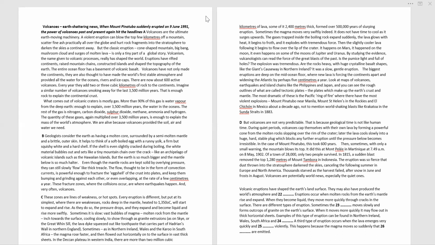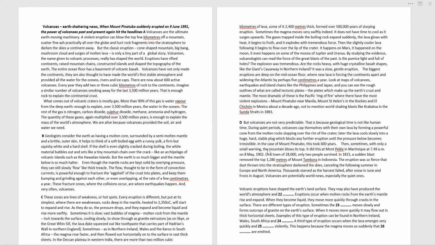I can say toothpaste. Squeezed out like toothpaste. No, no, no. Suddenly. So you see this happen because the magma moves so suddenly that gases are emitted. So the third type of eruption, that's what we're talking about.